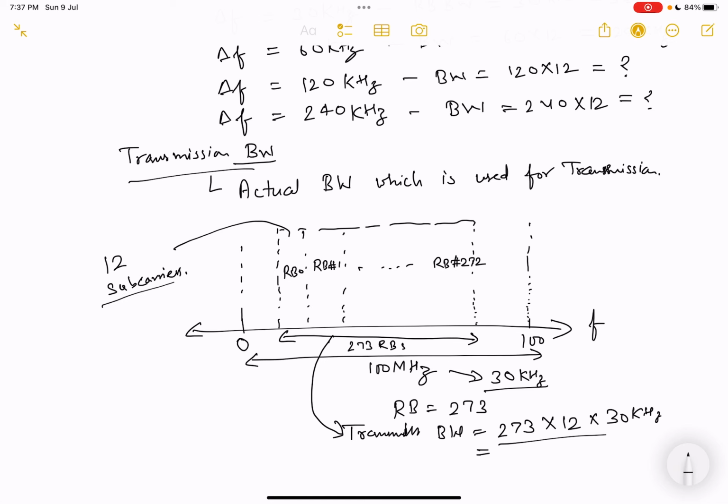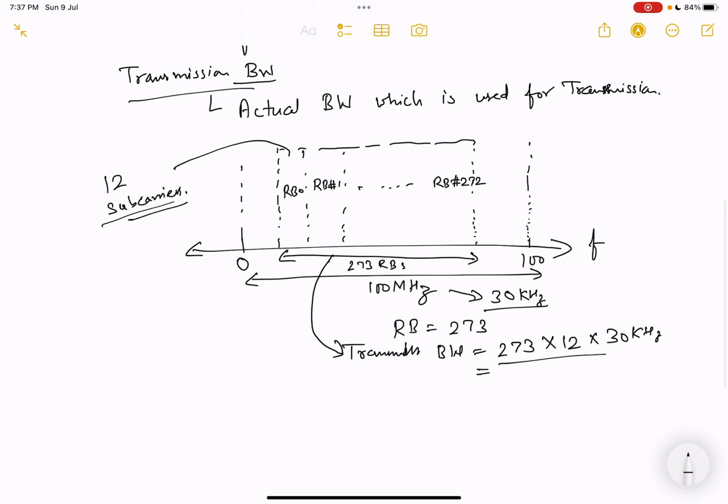12 subcarriers, and the spacing between those subcarriers will be 30 kilohertz. So can you tell me how much the symbol time will be? Symbol time will always be 1 by SCS, that is 1 by the subcarrier spacing of 30 kilohertz. It will come to around 35 or 36 microseconds. That's all.